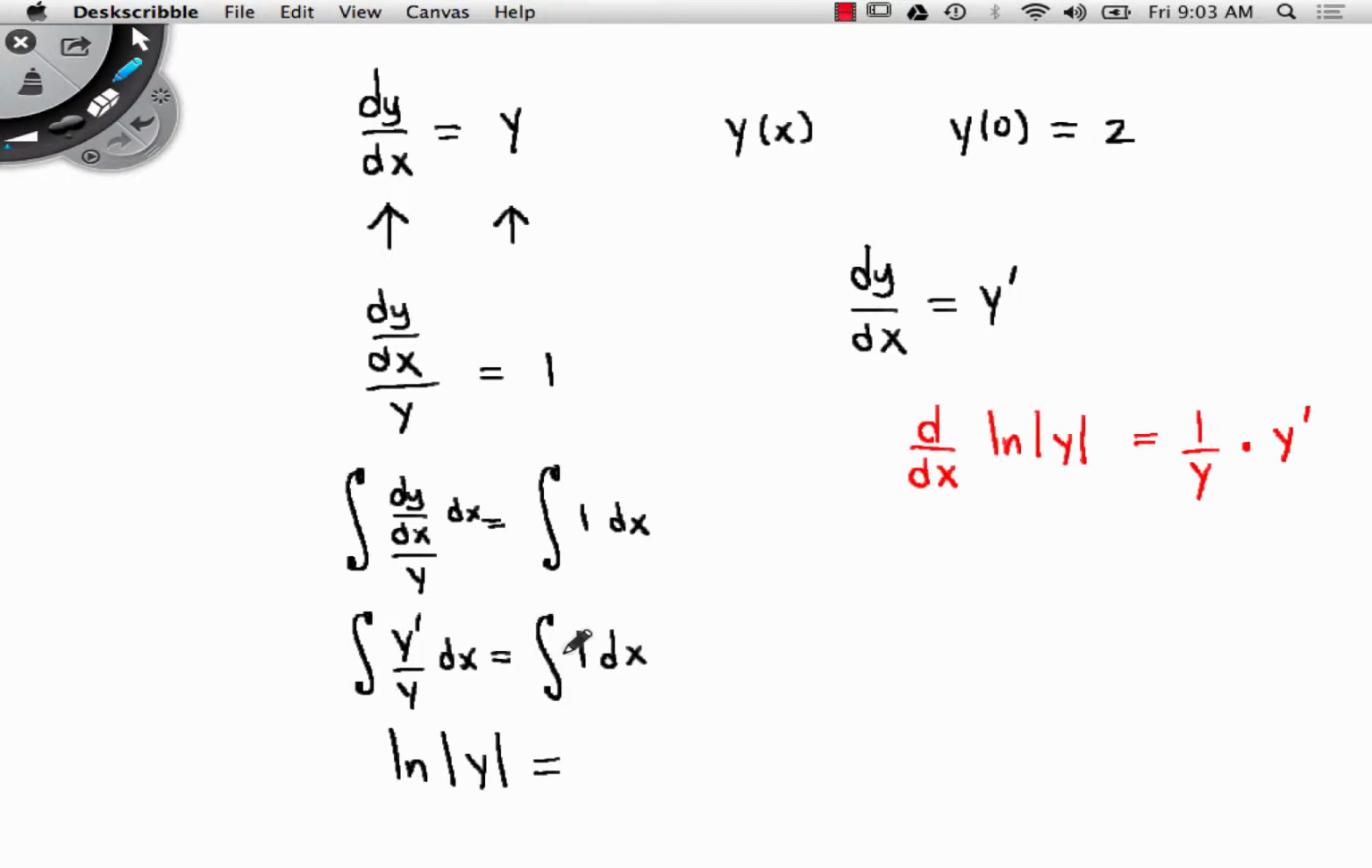Okay, what's the integral of 1 dx? X plus c.